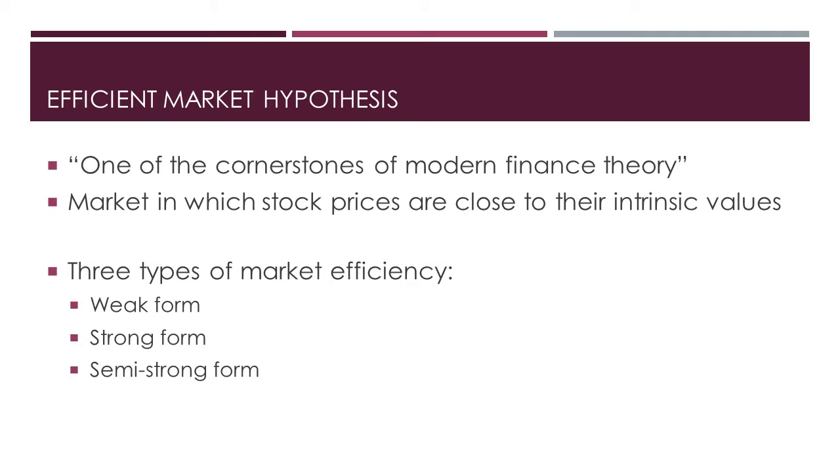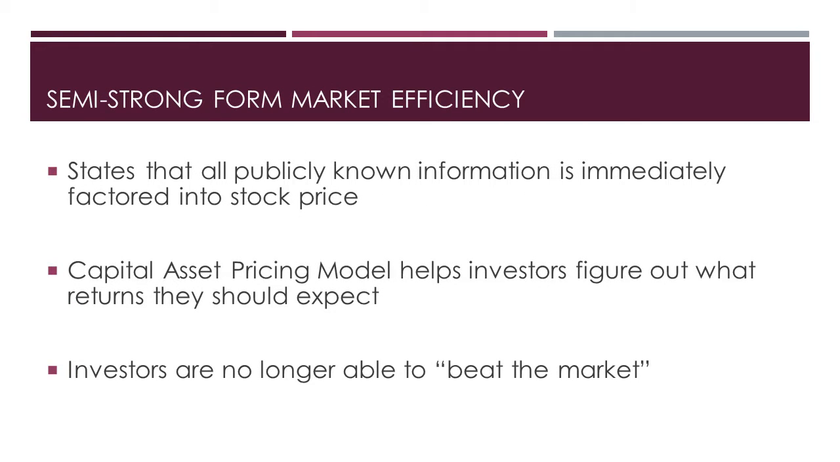The efficient market hypothesis. According to our textbook, this is one of the cornerstones of modern finance theory. It is a market in which stock prices are close to their intrinsic values. This means that people cannot beat the market for extended periods of time. The market will eventually even out any abnormal returns. There are three types of market efficiency: weak form, strong form, and semi strong form. The type that we are most concerned with today is the semi strong form. It states that all publicly known information is immediately factored into a stock's price.